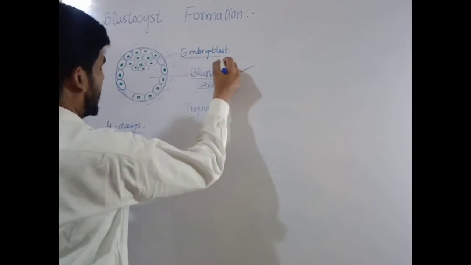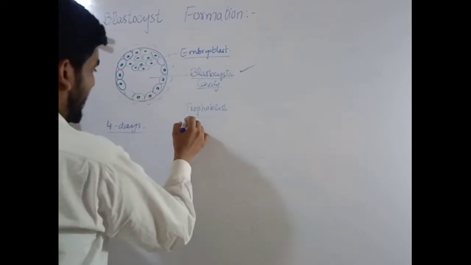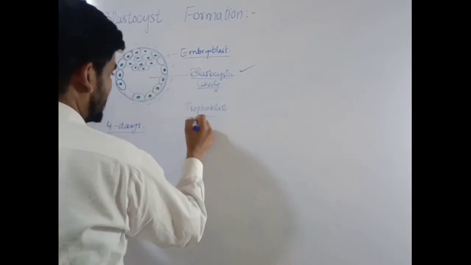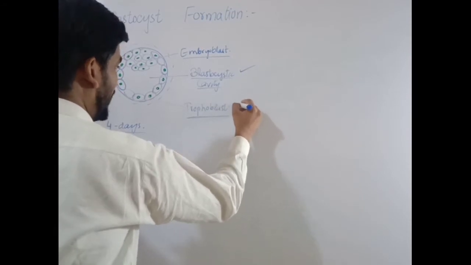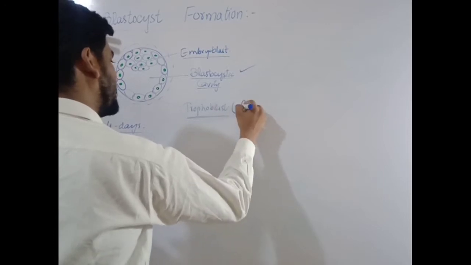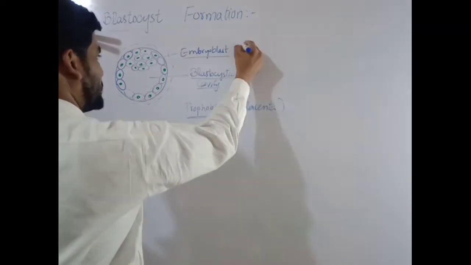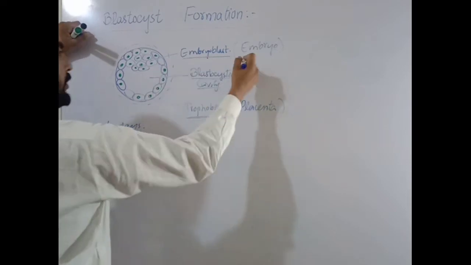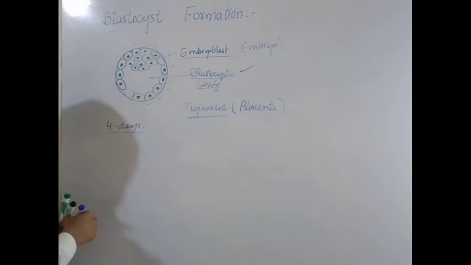Blastocystic cavity. It is formed due to two structures. One is the embryoblast, which is the aggregation of the cells of the morula, and the other, present around the embryoblast, is the trophoblast. Trophoblast forms the embryonic part of the placenta, and embryoblast forms the embryo, the true embryo. It is the structure giving rise to the embryo. The trophoblast is the structure which forms the embryonic part of the placenta.